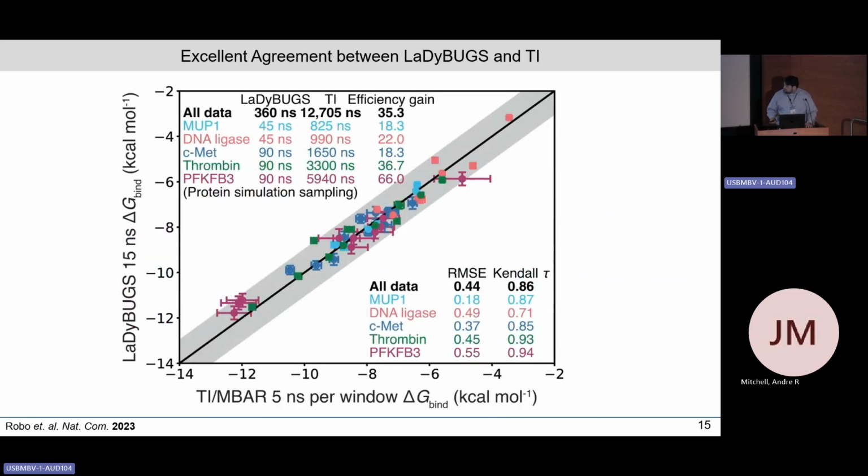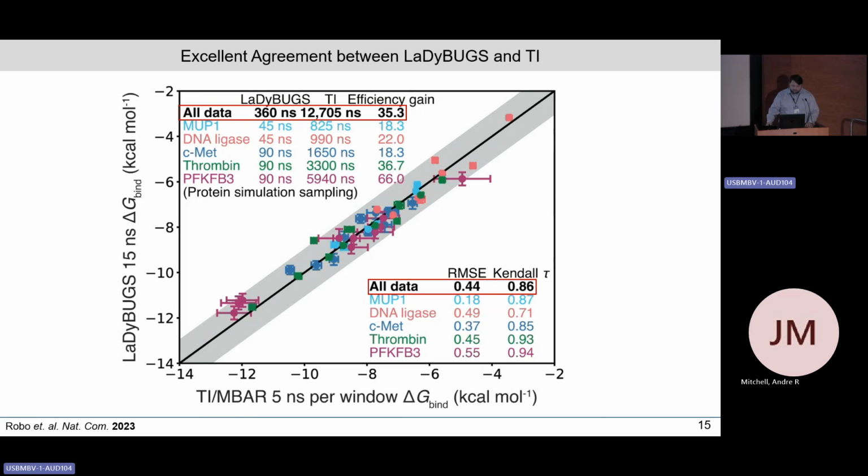And here we now graph them together. So we have TI on the x-axis and LaDyBUGS on the y-axis. And you can see they agree with each other quite well. We have an RMSE of less than half a kcal per mole, and a Kendall tau of 0.86. But the major difference here between LaDyBUGS and TI is going to be our sampling efficiency.